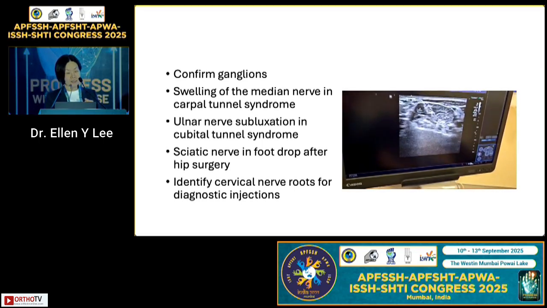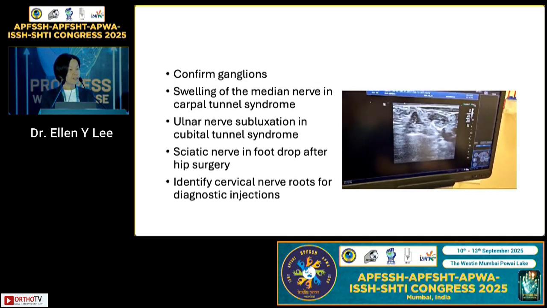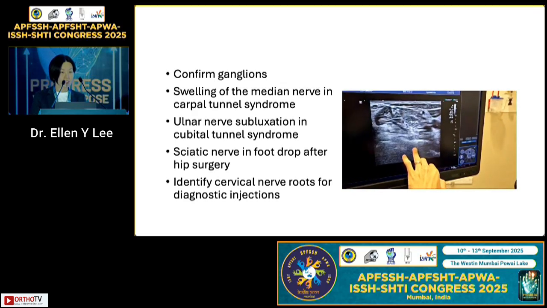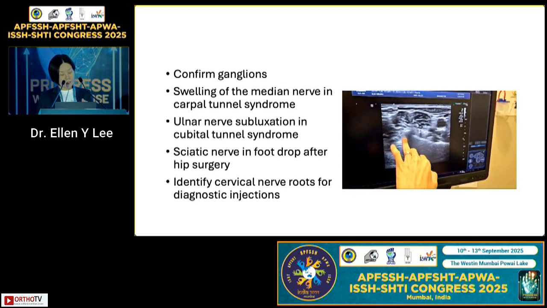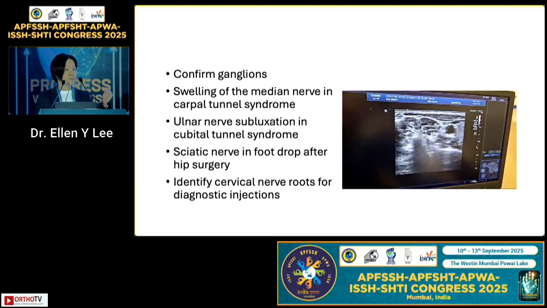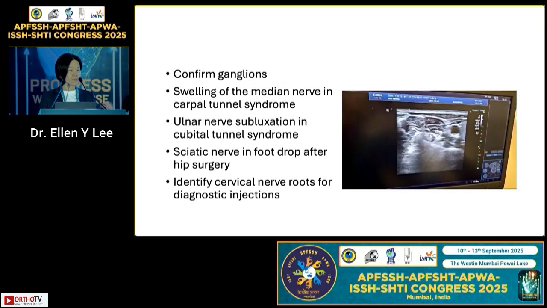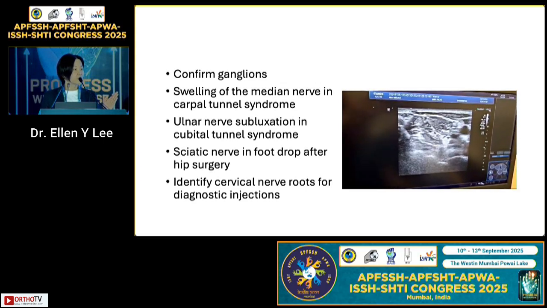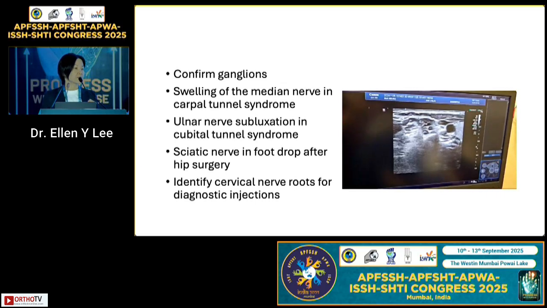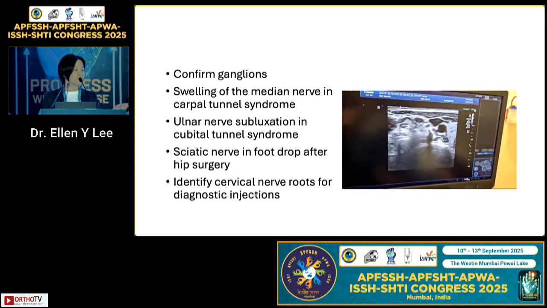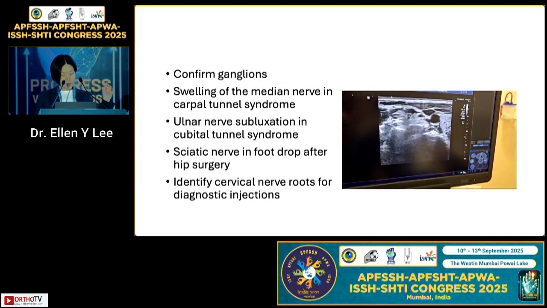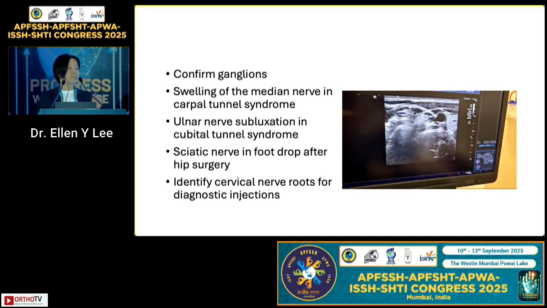The other thing is ulnar nerve subluxation, as was shown to you earlier very nicely. If that's the case, I do recommend an anterior transposition on top of the decompression. And the next one is for people with foot drops. The patients are usually referred after surgery, after whatever they did for the hip dislocation or the arthroplasty. And it's hard to image the nerve with all the implants around. So I find the ultrasound is really useful to trace the nerve and see whether or not it is really intact.